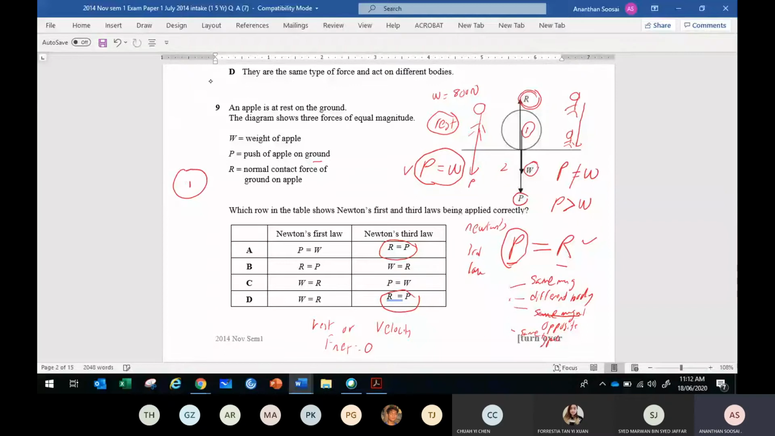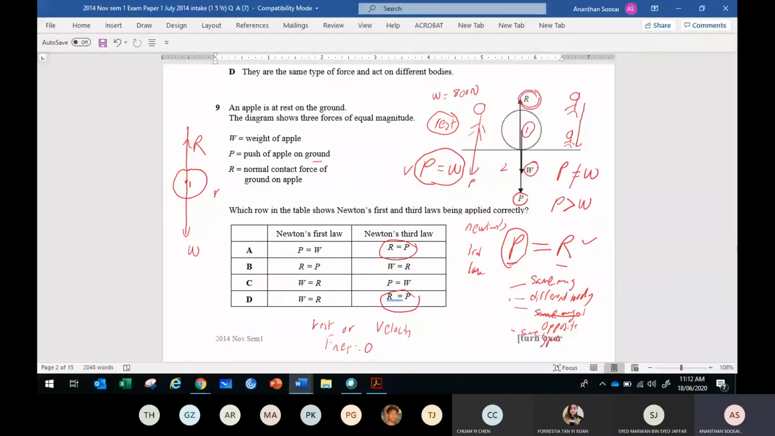Okay, what are the forces acting on the body? The force acting down is the weight. The force acting up is the reaction force for body one. This is the first body's force. P is the force acting on the second body. You can't include P here.